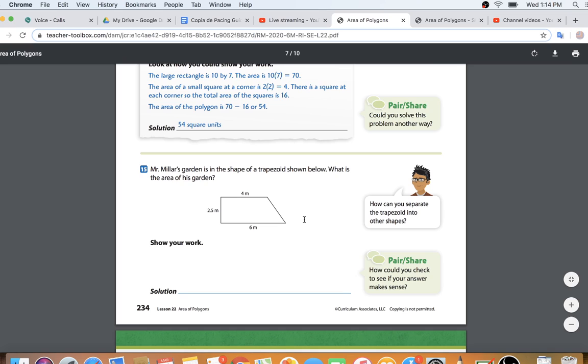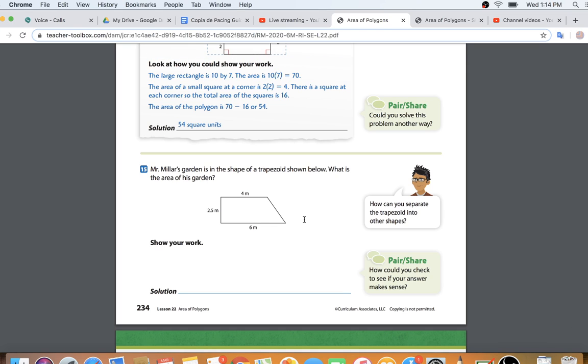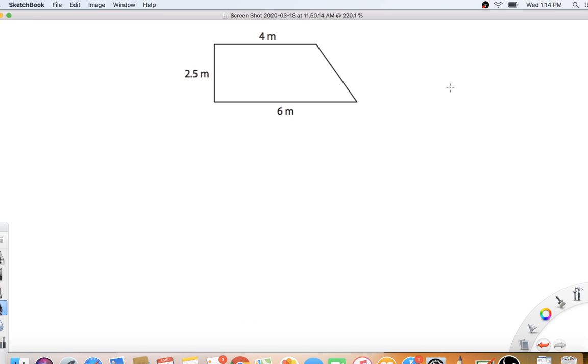But for our problem, it says Mr. Miller's garden is in the shape of a trapezoid shown below. What is the area of his garden? And we're going to do this one two different ways. One way, we're going to split it up into two triangles. And afterwards, we'll split it into a rectangle and a triangle. So we'll do it two different ways.